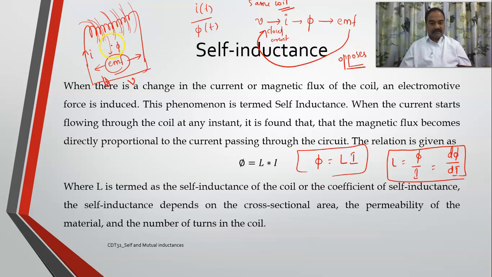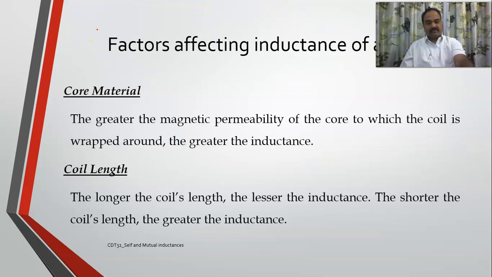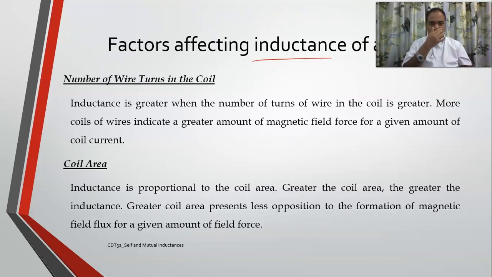Now this inductance is dependent on the cross-sectional area of the coil, the permeability of the material, and also the number of turns. The higher the number of turns, the more flux linkages there will be. Now we'll get back to the factors. The first one: inductance is greater when the number of turns of wire in the coil is greater, because more turns of wire indicate a greater magnetic field will be developed there. The second one is coil area.